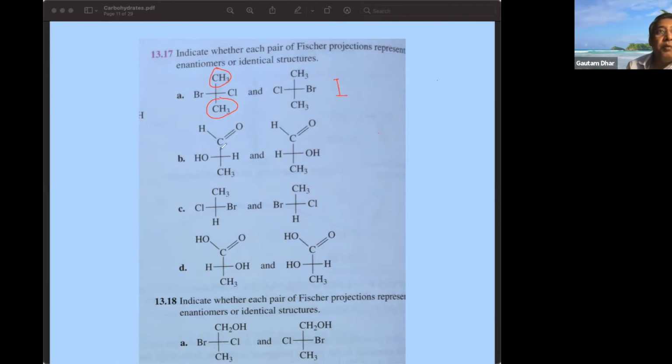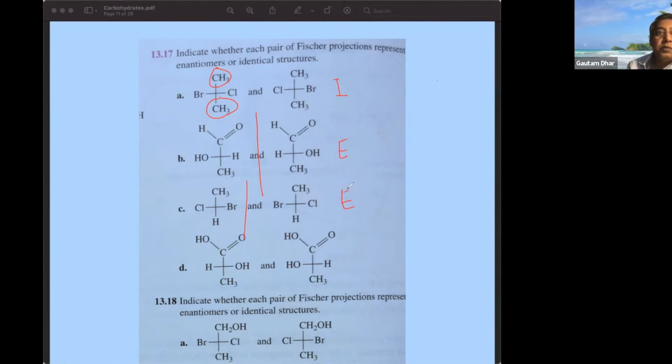For the second one, you have four different groups. So are they mirror images of one another? If I hold a mirror, they are mirror images. So are there four different groups in C? Yes. And if I hold a mirror, are these two mirror images? Yes. You can see the bromine nearer to bromine, chlorine further, chlorine here. They are mirror images, and so they are enantiomers.